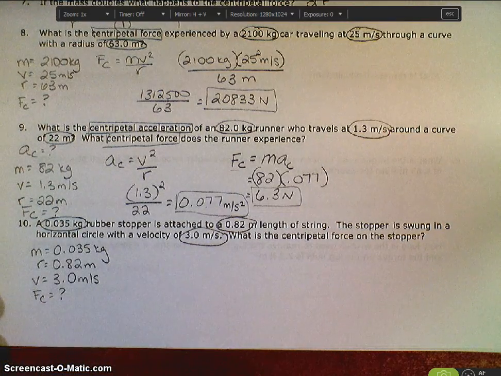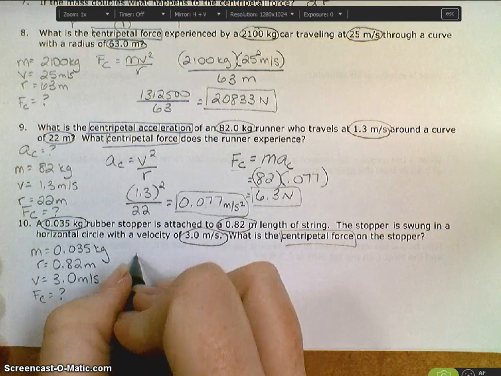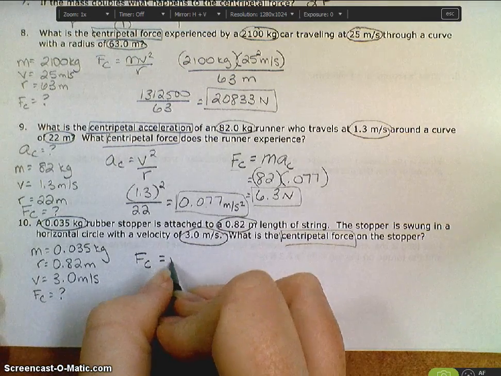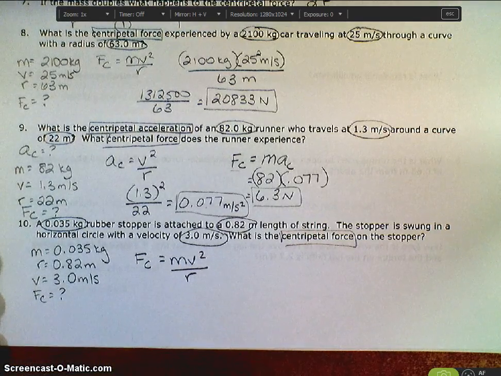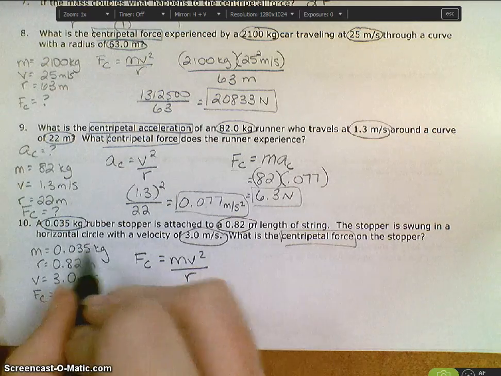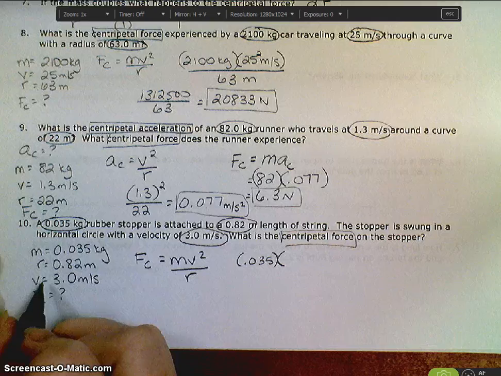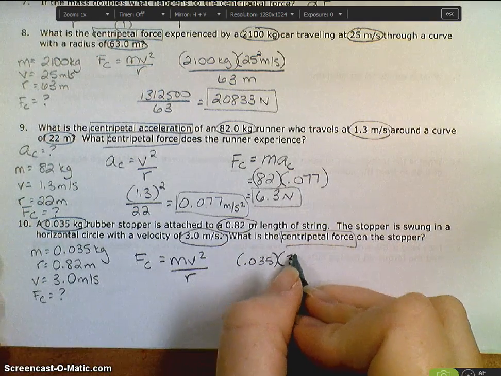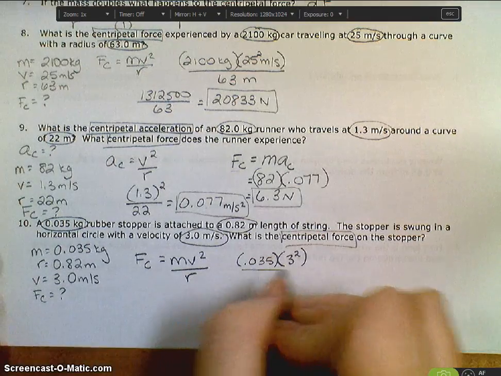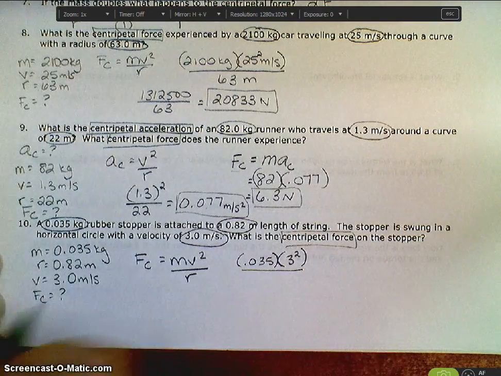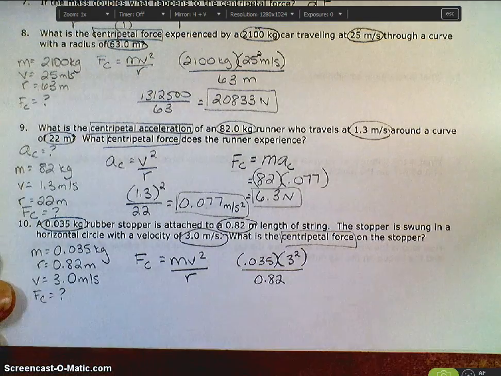Because they don't ask me about acceleration, they only ask centripetal force, I'm going to use the combined or long form equation and simply plug in. This is an easy one like the first one. I put my mass in, 0.035. I use my velocity, which is 3. Remember that you only square the 3. I saw many people mess that up on their quiz and on their practice problems. I'm going to divide all of that by my radius, which is 0.82.